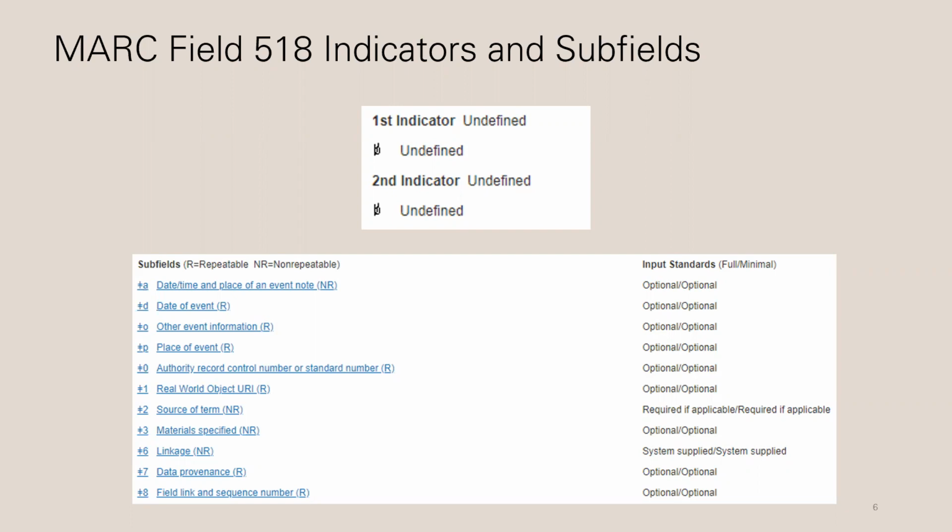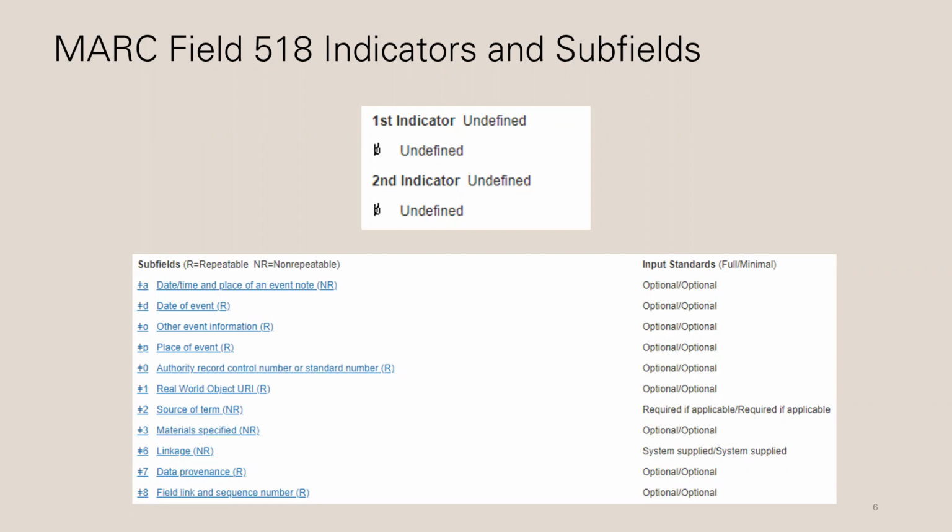Subfield 6 is for linkage. It is not repeatable and is system supplied. Data that link fields when non-Latin script is entered. This subfield is system supplied and does not appear in OCLC online displays. Do not manually add subfield 6. For more information about subfield 6, see control subfields.